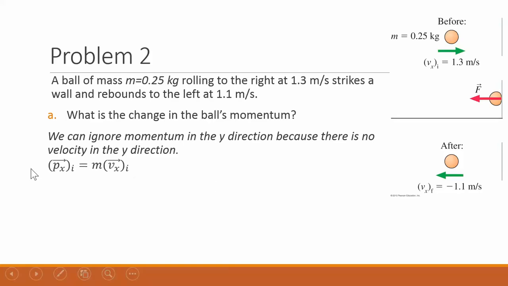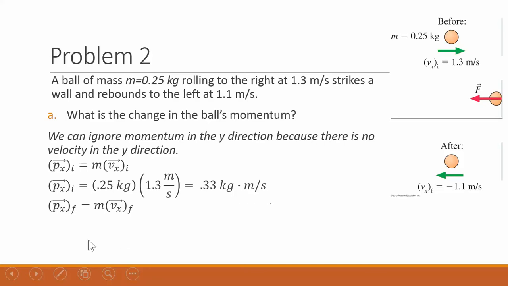In the x direction, the initial momentum, this is momentum in the x initial, equals the mass times the velocity in the x initially. So it's mass times 1.3 meters per second. So its initial momentum in the x direction is 0.33 kilogram meters per second.